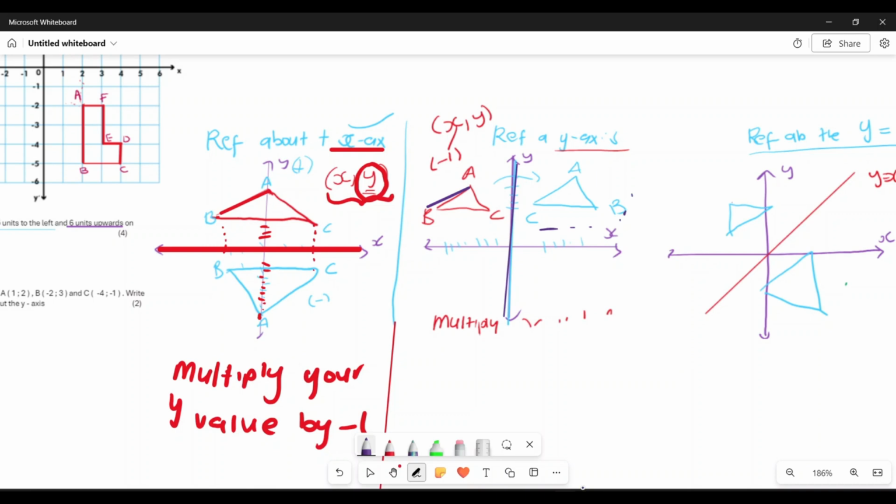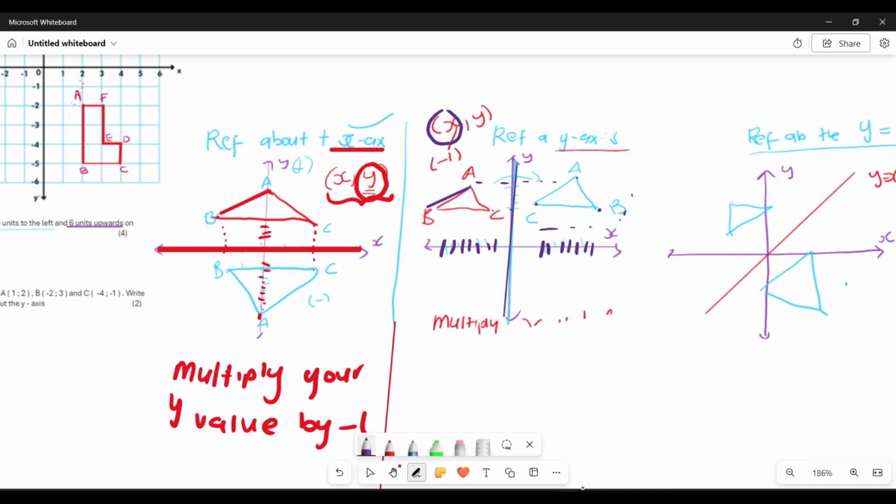Now, I want you to note something. Your y values are not going to be affected. They're still going to be the same. Your y value at C is still the same, at B, same applies to A. What is affected is your x values. Can you see that before, your x values were negatives? Now, when you flip it over to the other side, your x value is going to become a positive. So reflection about your y-axis affects your x values.